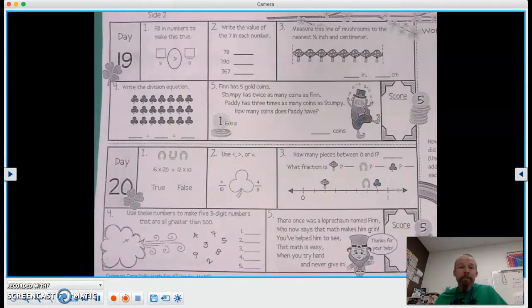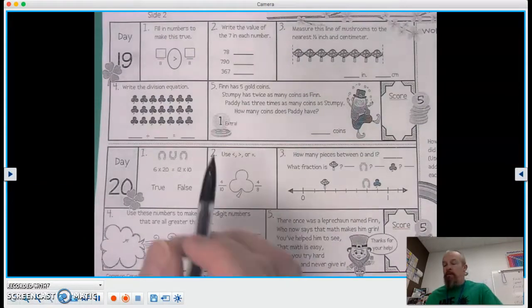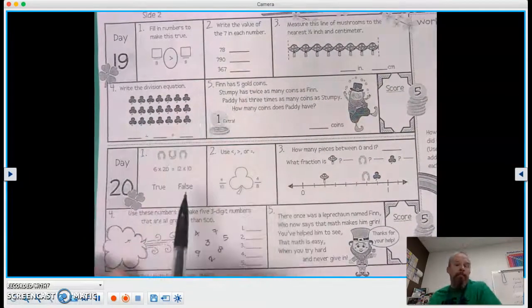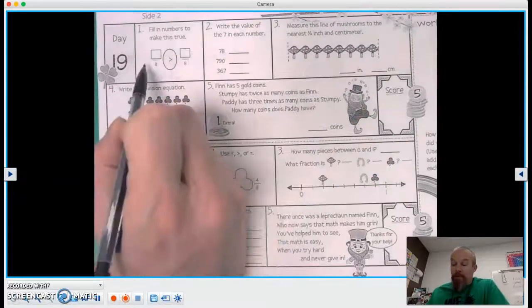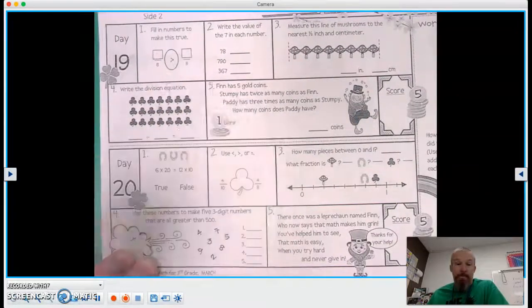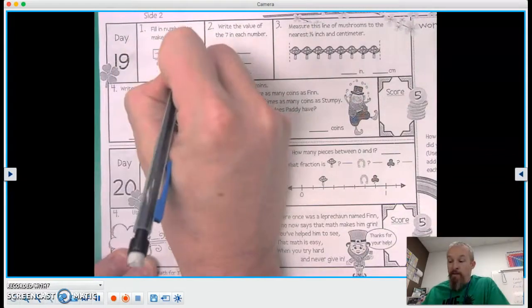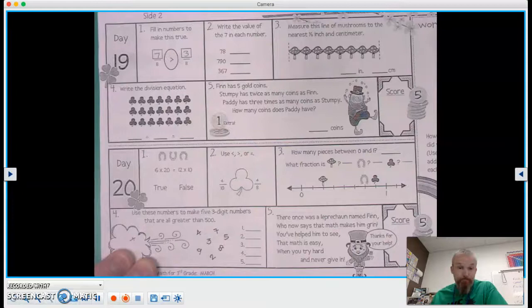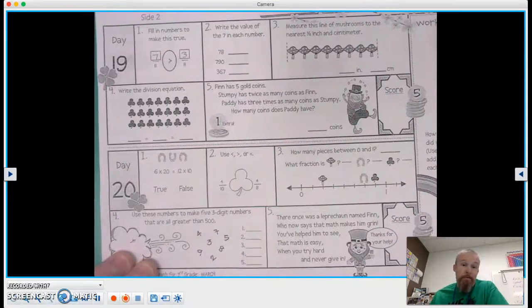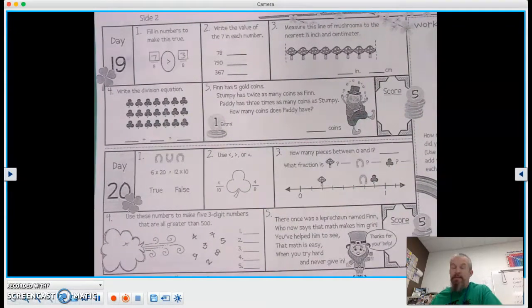Number 1, fill in the numbers to make this true. Something over 8 is bigger than something over 8. Okay, well, last time we had the same numerators. We needed different denominators. I always think that the same denominator is easier because this number just has to be bigger than this number, right? 7 is greater than 3. That one's a little bit easier. It's when the other way happens.